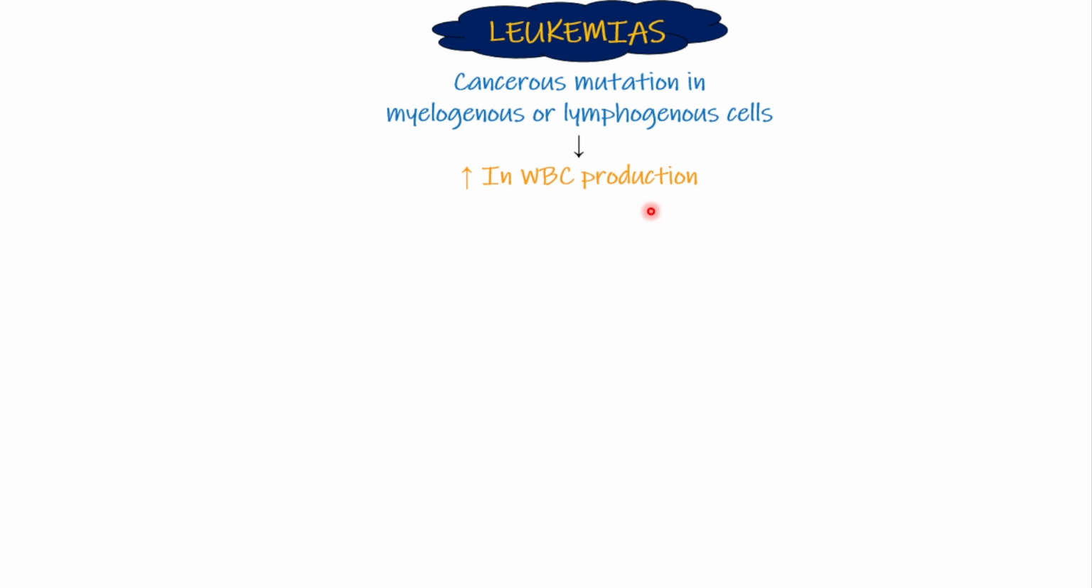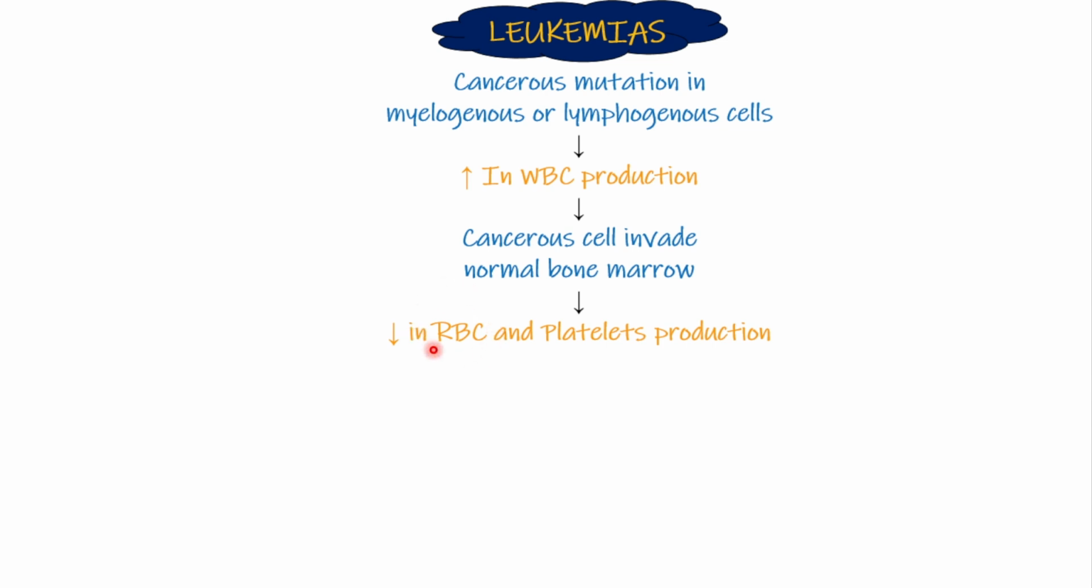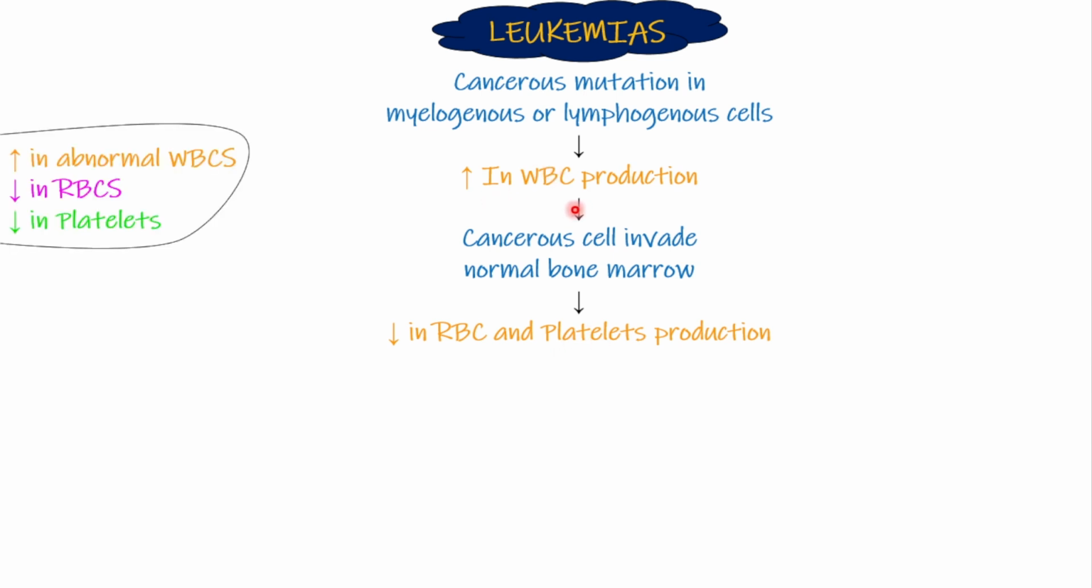And the other thing is, whenever there is an increase in white blood cell production, these cells will invade the normal bone marrow. So when these cells invade the normal bone marrow, it will result in decreased production of red blood cells as well as decreased production of platelets. So we have an increase in abnormal white blood cells, a decrease in red blood cells, and a decrease in platelets. So what is the patient going to suffer from?